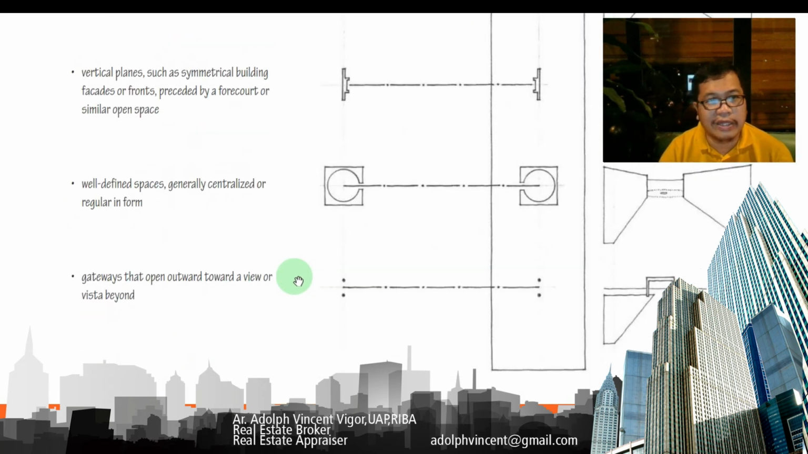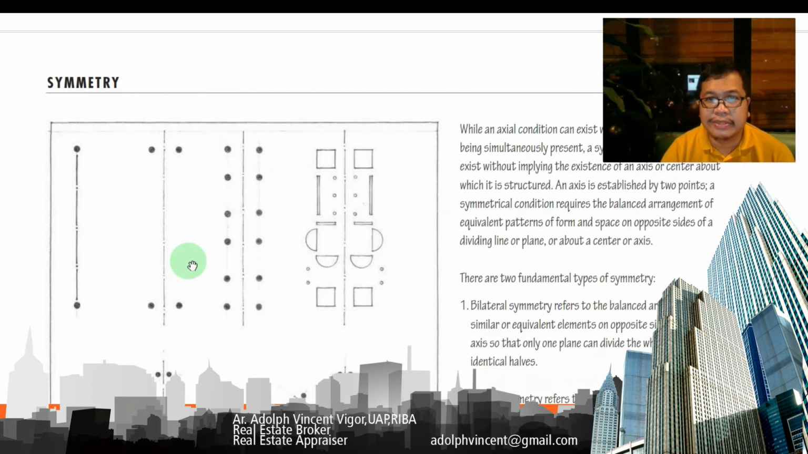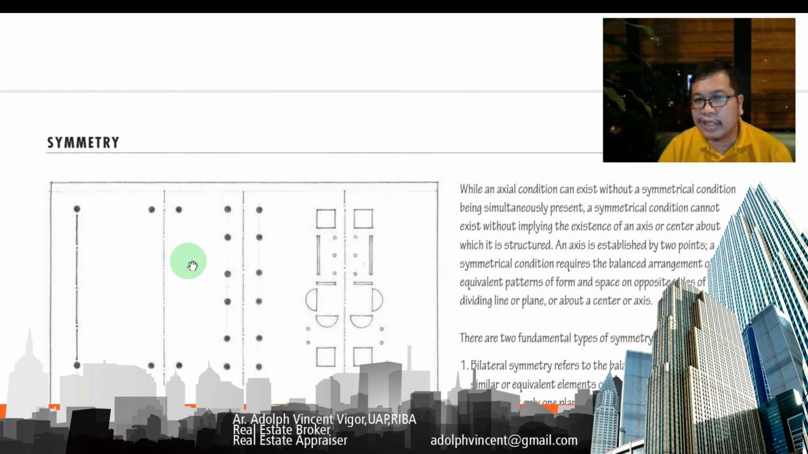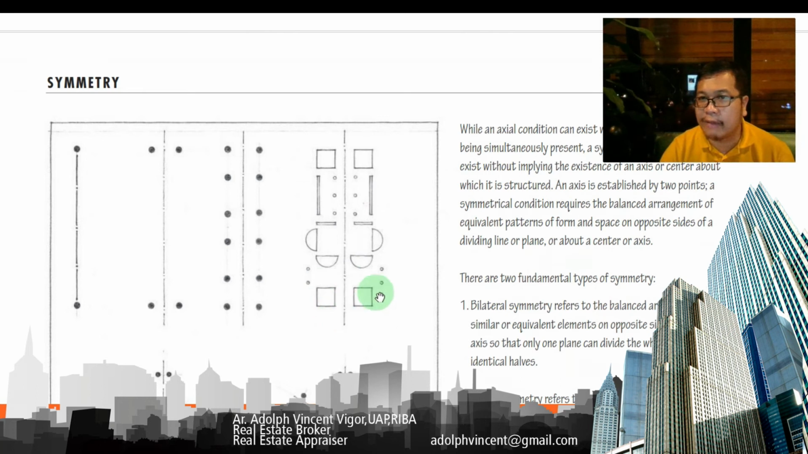Okay. Now let's move to the next, which is symmetry. While an axial condition can exist without a symmetrical condition being simultaneously present, a symmetrical condition cannot exist without implying the existence of an axis or center about which it is constructed. Of course, this is true because if you don't have an axis, you won't be able to convey the notion of symmetry, like for this example. Without an axis here, you won't be able to tell that this is the exact mirror image of the other side. So that's symmetry.